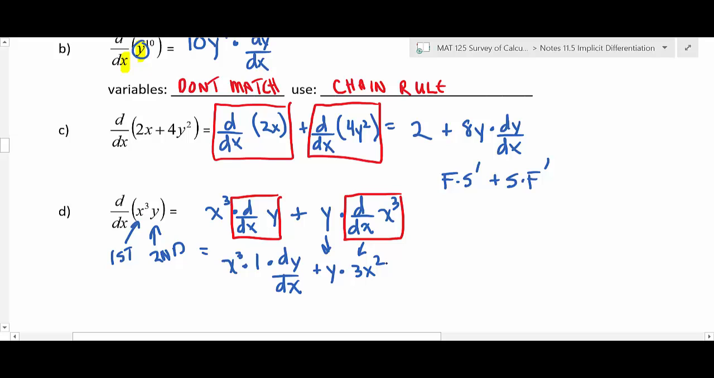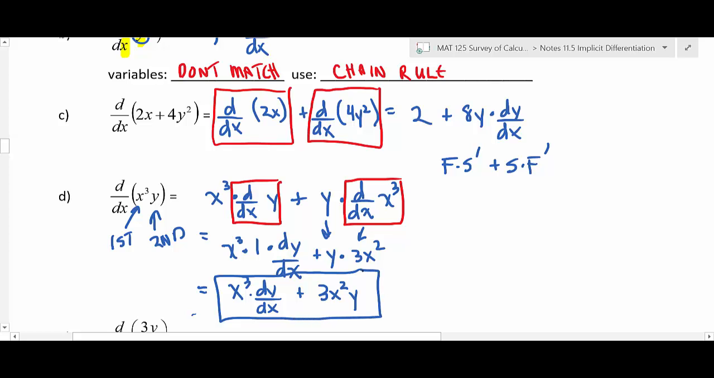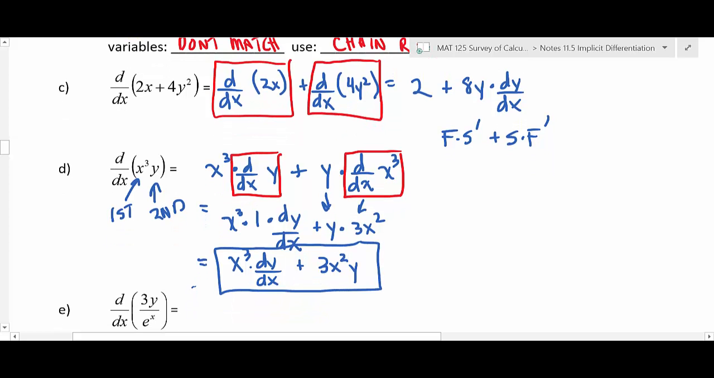So see, you have that one situation right here where the variables don't match. So that means the derivative would be written like this. It would be written as x to the third dy over dx. I'll put a times there. And then you could write this in either order. I'll just write this as 3x squared y. So that would be the derivative of that expression. Does that make any sense?